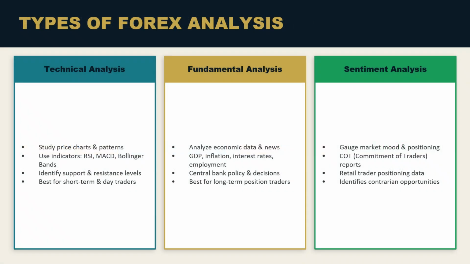When it comes to deciding which way a currency pair might move, traders generally fall into one of 3 camps, or often a combination of them. Technical analysis is the study of price itself. Technical analysts look at charts, patterns, and mathematical indicators like RSI or MACD to identify trends and predict where the price might go next. They believe all available information is already reflected in the price, so they focus purely on the chart. This is the most common approach for short-term traders.